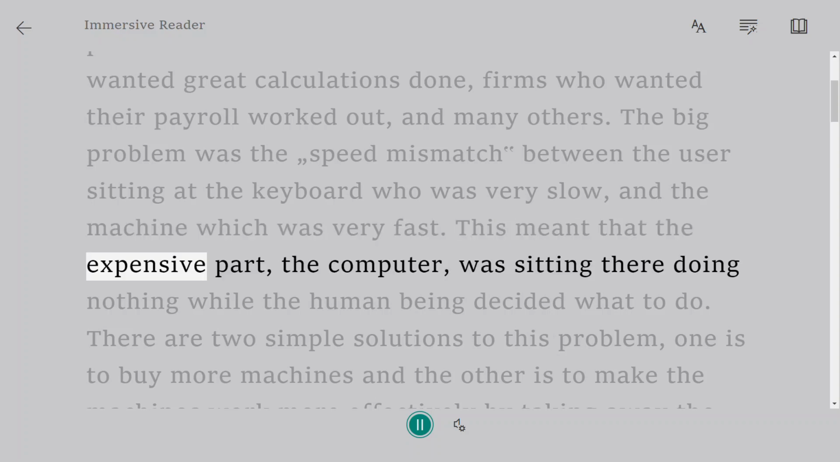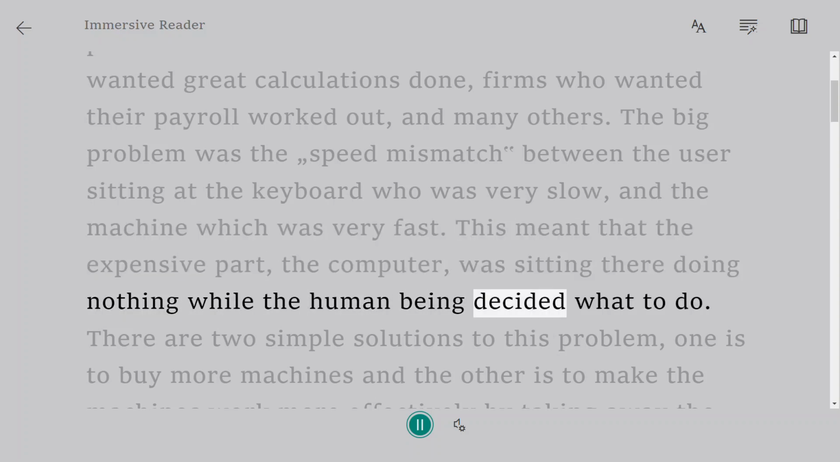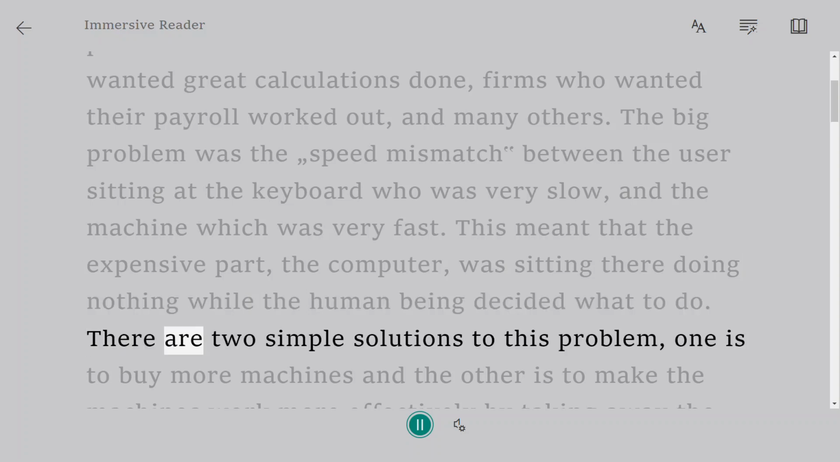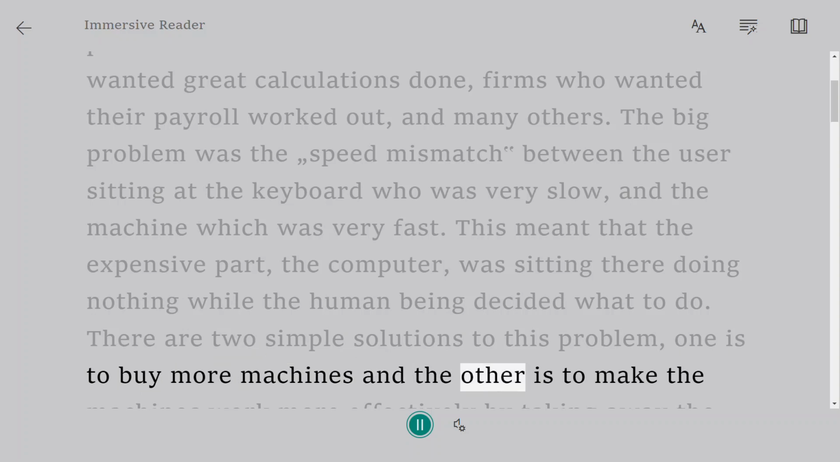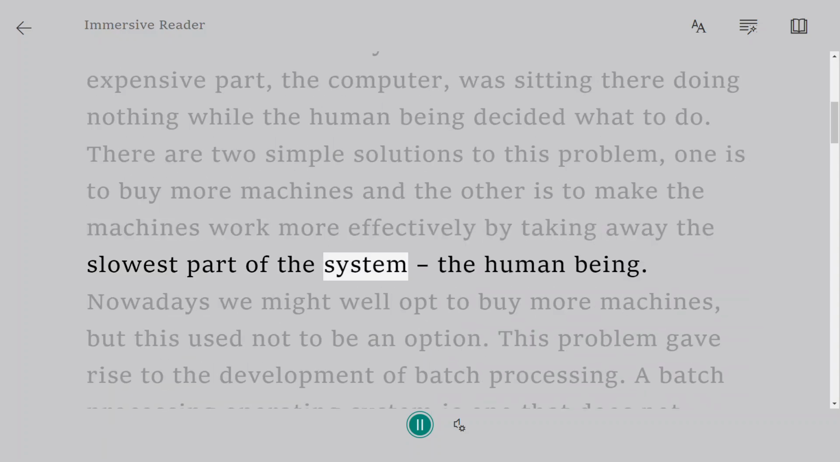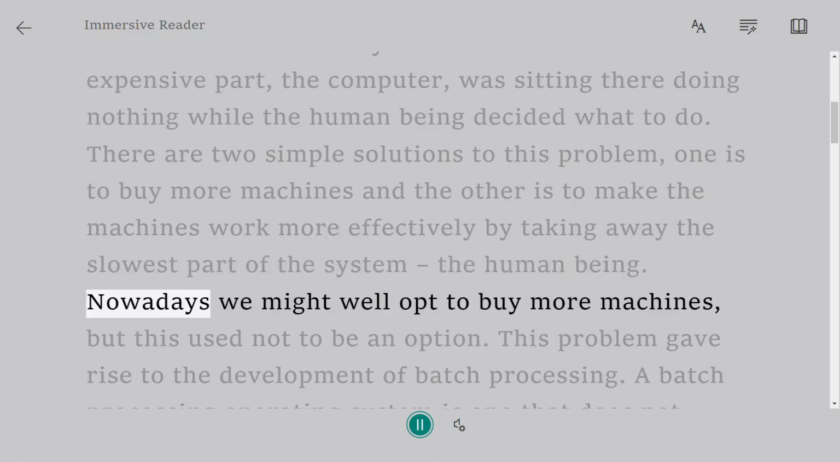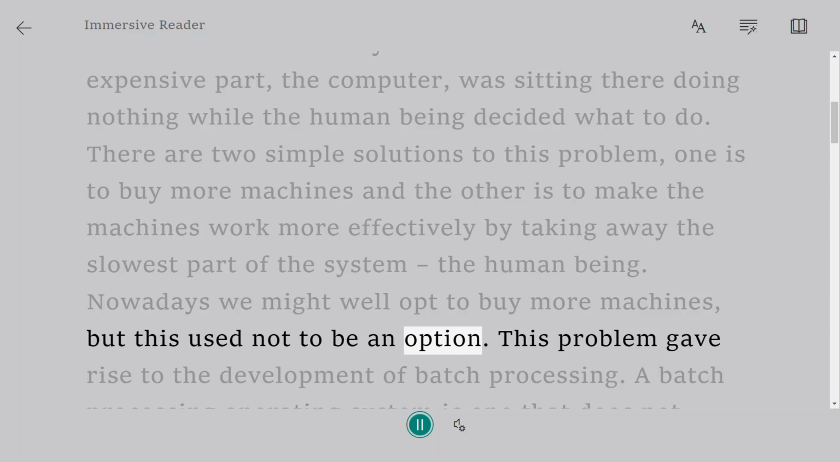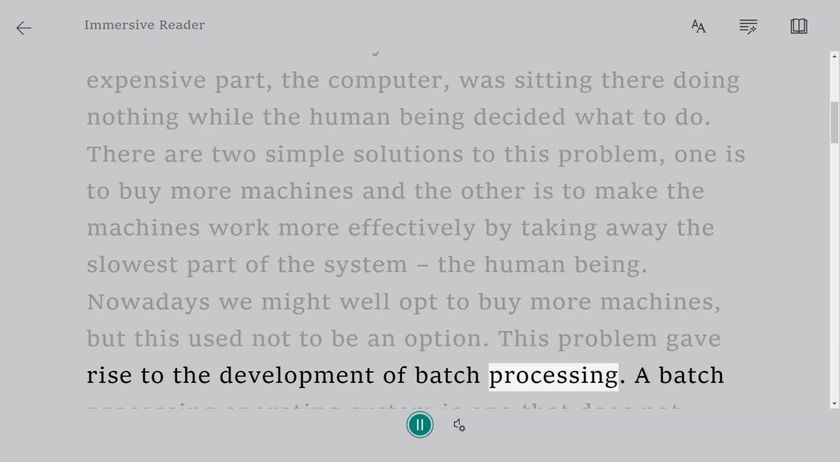This meant that the expensive part, the computer, was sitting there doing nothing while the human being decided what to do. There are two simple solutions to this problem. One is to buy more machines and the other is to make the machines work more effectively by taking away the slowest part of the system, the human being. Nowadays we might well opt to buy more machines, but this used not to be an option. This problem gave rise to the development of batch processing.